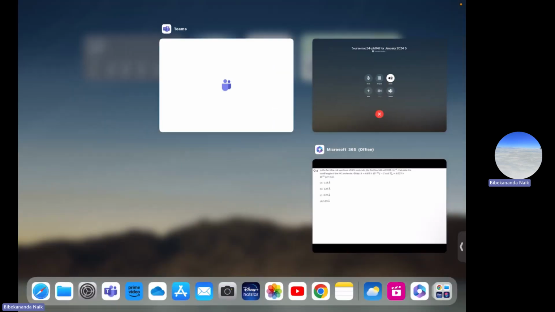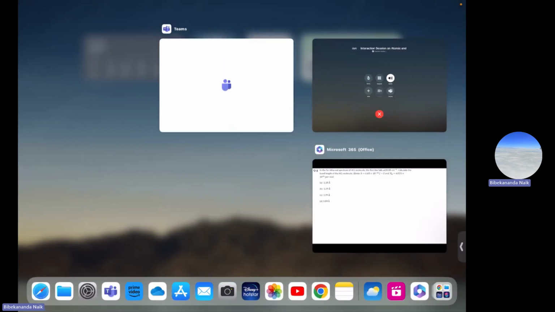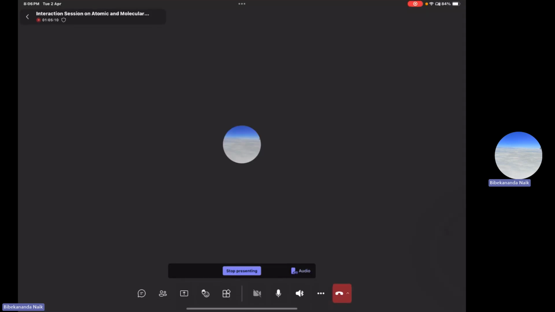This question is pretty much similar to the previous question, but here we need to first identify what the value 20.88 centimeter inverse represents. Once you know that value, then from that value we can derive the unknown value, that is bond length. So I'll give you a few minutes to try this question, then we will discuss.